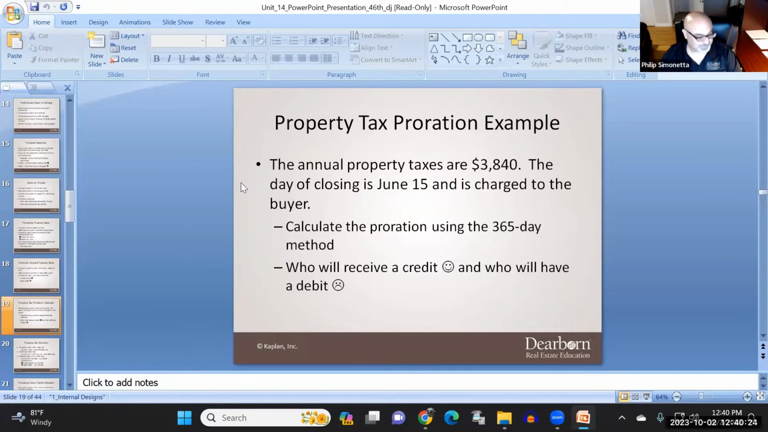Okay, so what do you got? So in this case, in a normal year, there's 120 days from January the 1st to June the 14th. So 120 days, right? And then the amount that the seller is going to be debited is $1,262.46.